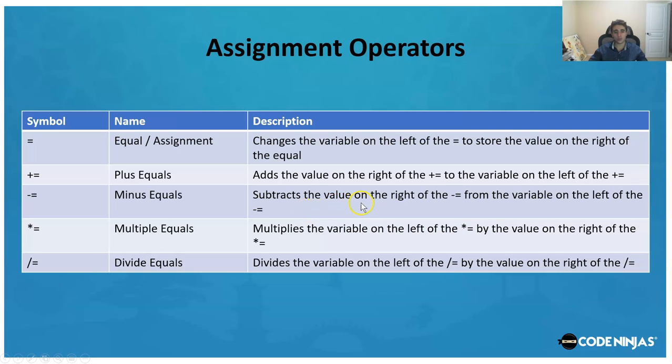Subtracts the value on the right of the minus equal from the variable on the left of the minus equal. Times equals, or multiply equals, multiplies the variable on the left of the times equals by the value on the right of the star equals. Forward slash equals, or divide equals, divides the variable on the left of the divide equal by the value on the right of the divide equal.